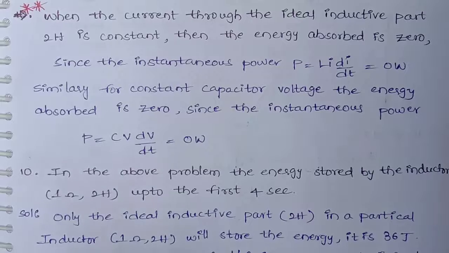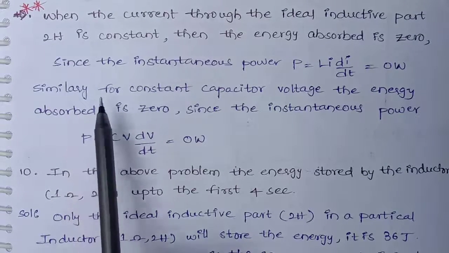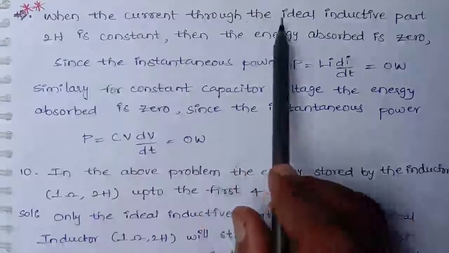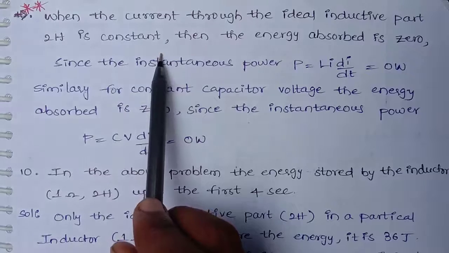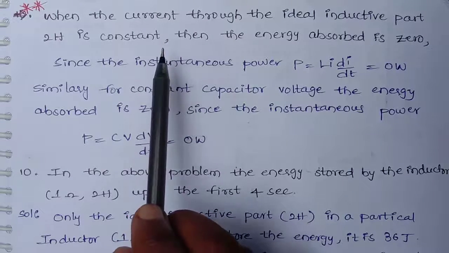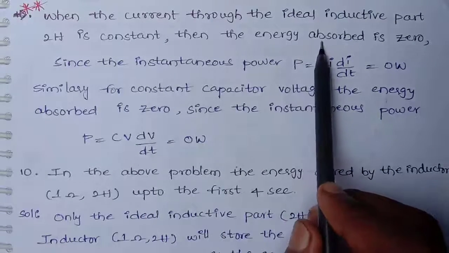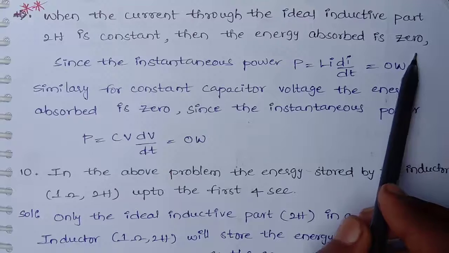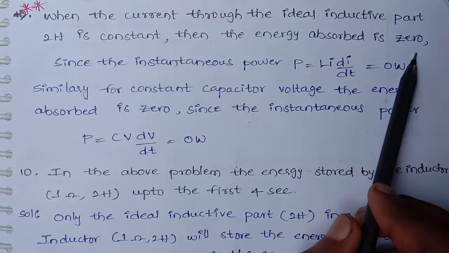Okay. Now note down two more key points which are related to the previous lecture. When the current through an ideal inductive part of 2 Henry is constant, that means the current through an ideal inductive part will become constant, then the energy absorbed by that ideal inductive part will become zero. This is the most important key point. Note it down in your notebook.